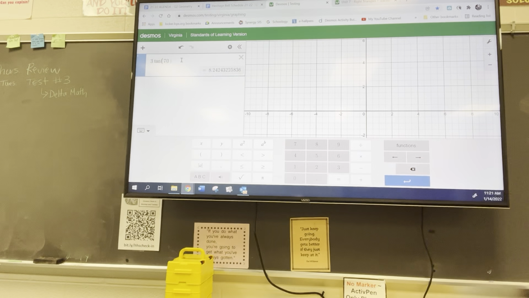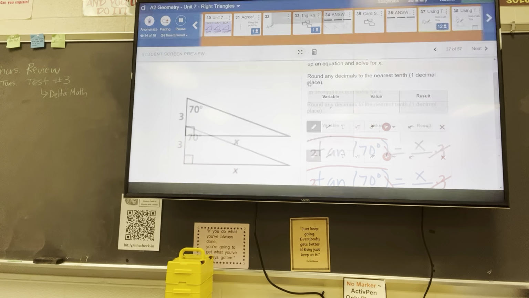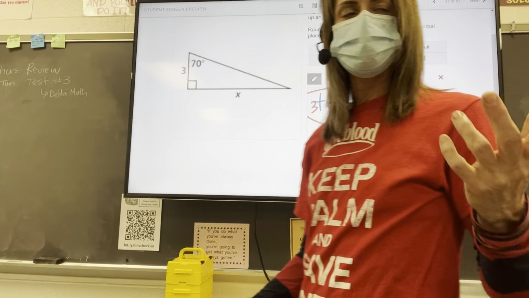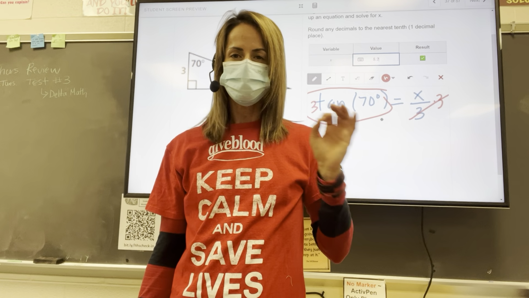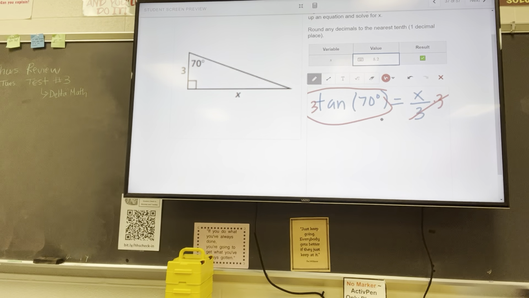Let's type it in. See if the computer likes it. 8.2. Whoops, there's a comma in there. Boom. Questions? That's it. That's all there is to trig. There's one more type of problem that's a little trickier. I think I'll show you that on the next problem.